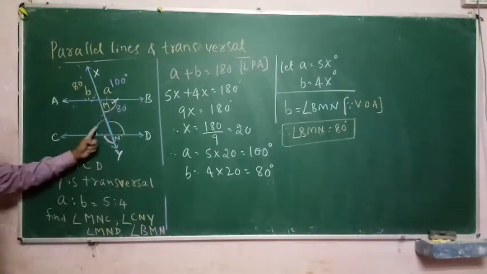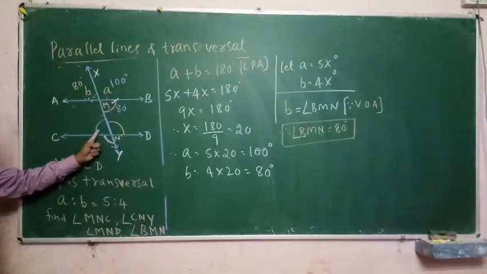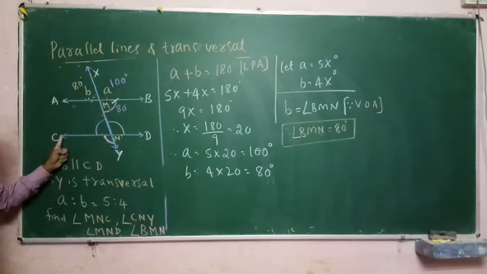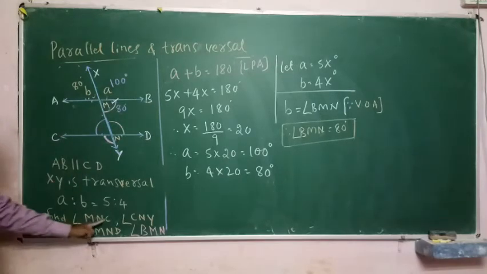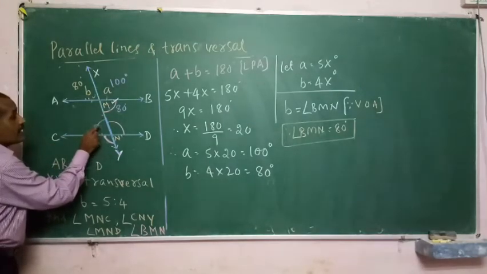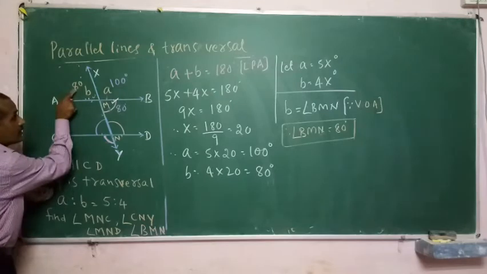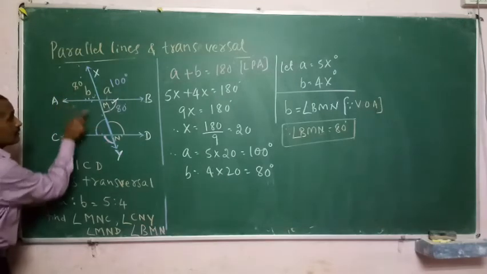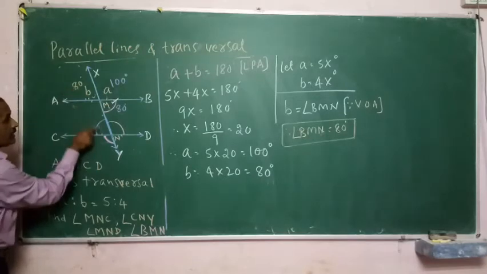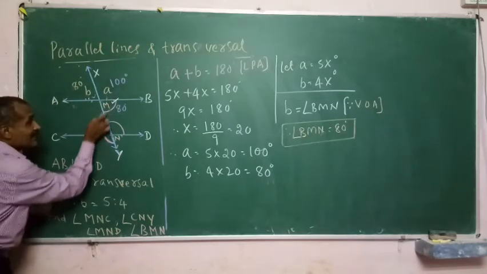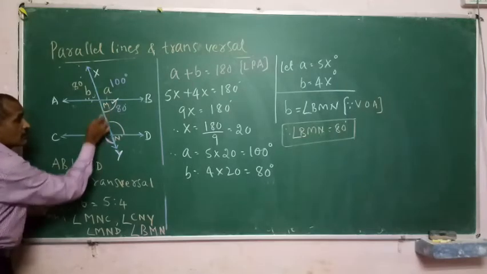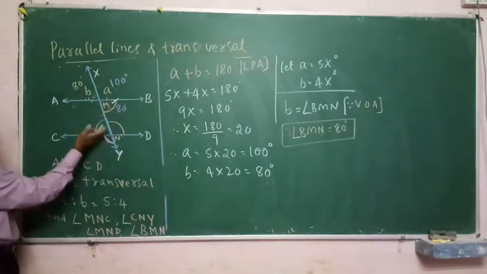Now let me find this angle. What is the name of this? MNC. You have to find this angle MNC. This angle can be found in two different ways. From here to here, corresponding angles. Though they are equal, this is 80, this is 80. You can take these two angles. They are called alternate interior angles. They are also equal to each other. And this is 80, this is also 80.